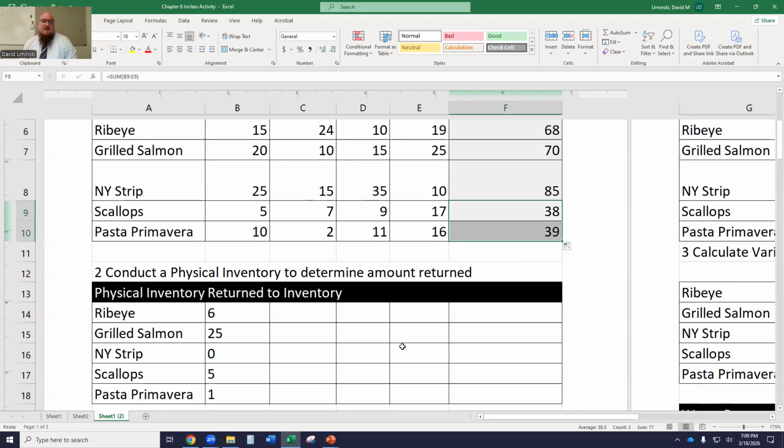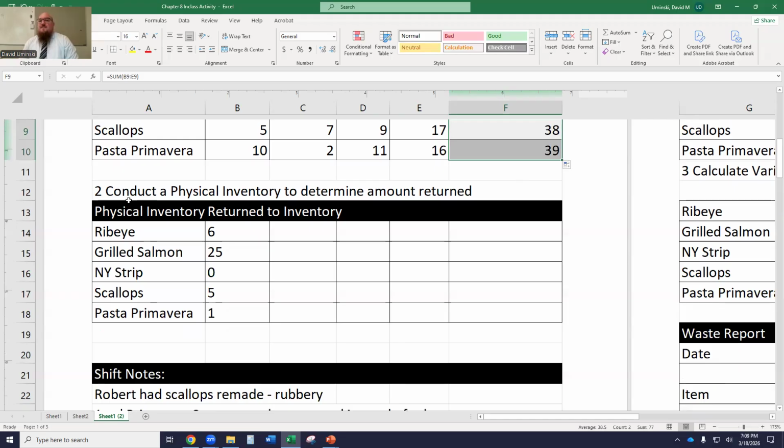Okay. So then I'm going to conduct that physical inventory to figure out how many we actually returned back into inventory. Okay.